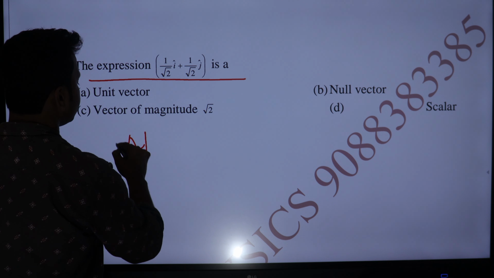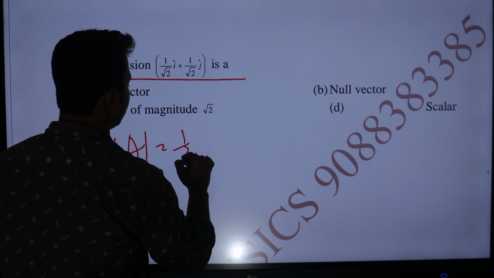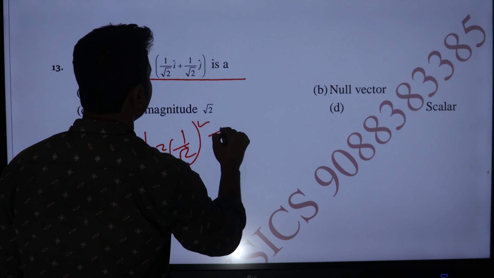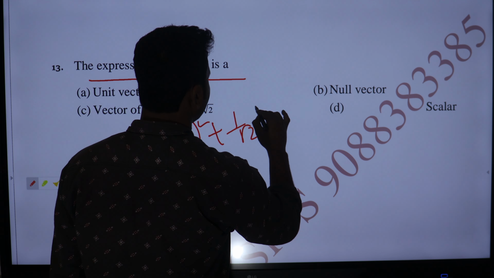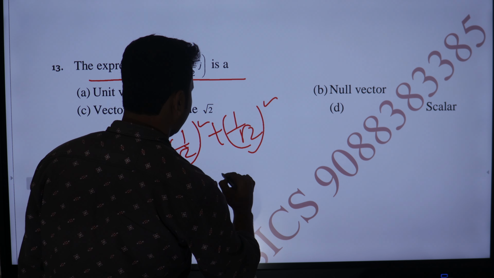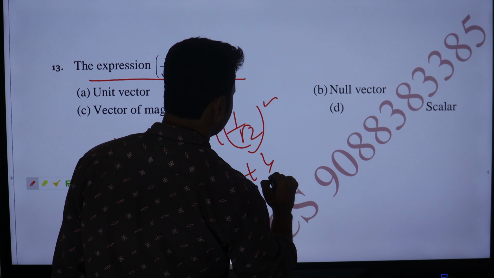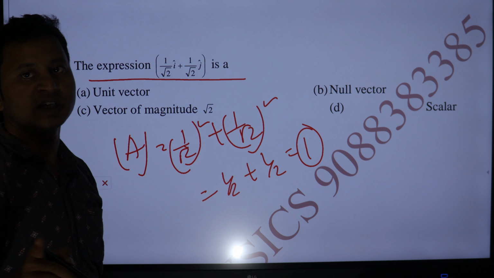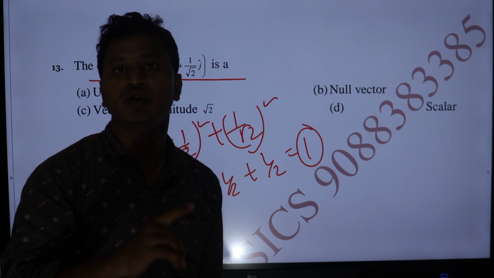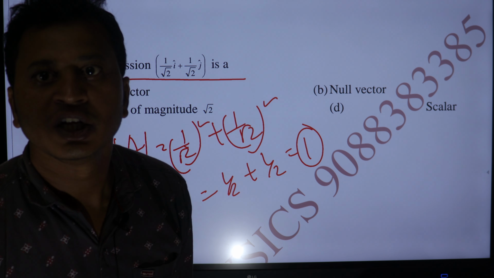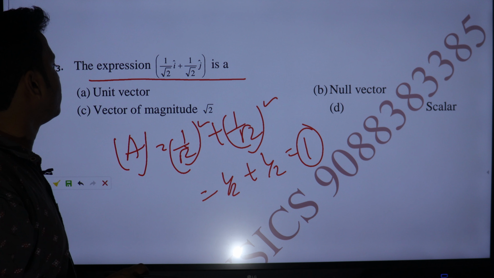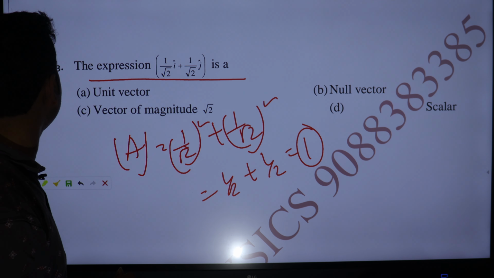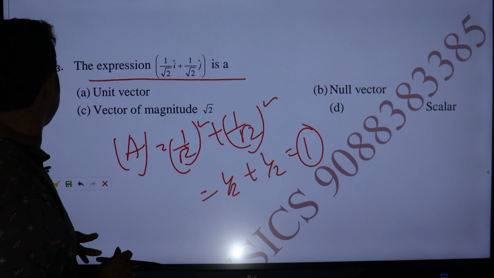So you have to find out the magnitude of this vector. Magnitude of this vector is 1 by root 2 square plus 1 by root 2 square. So it will be half plus half, it will be 1. So the magnitude of this vector is 1, then we can say that this vector is the unit vector. The magnitude is 1, so you can say this is the unit vector. Okay, next question.